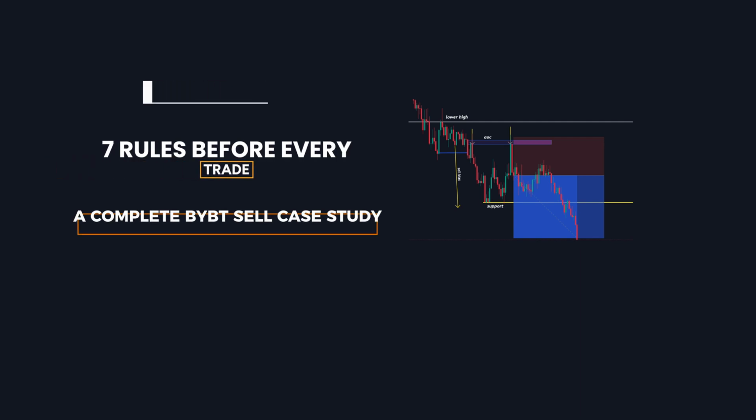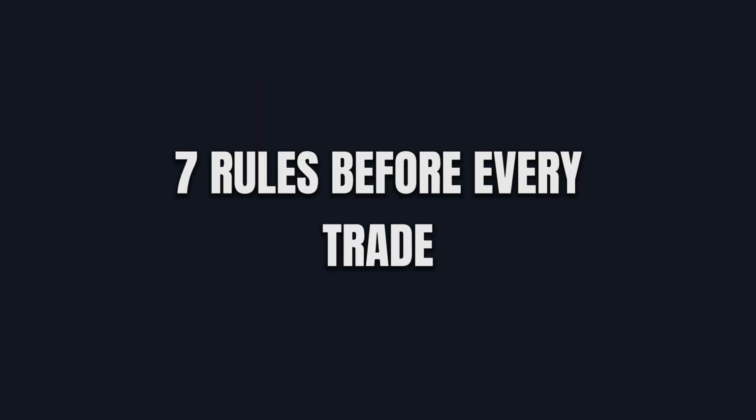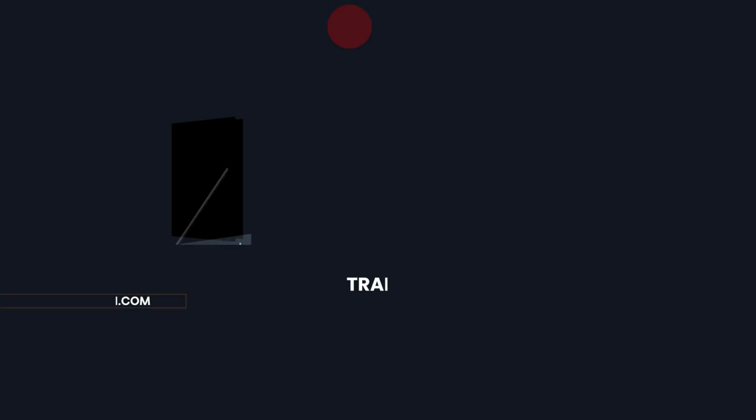Most beginners would look at this chart after the drop and say the sell was obvious. It was not. The trade became valid before the drop when 7 conditions lined up at the same time. In this lesson, I will show you those 7 rules, how the BYBT area of confluence completed the setup, and how to plan the risk before entering.